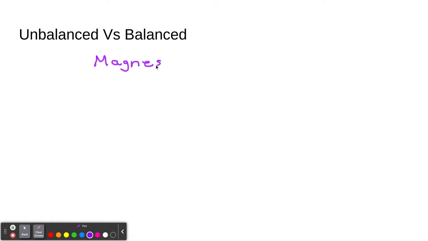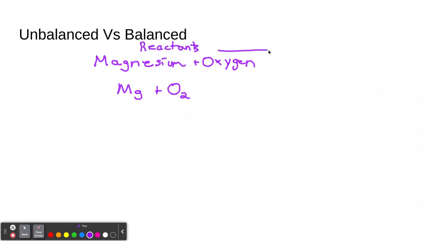Magnesium. So that's Mg. And we'll add it to that. You should know by now what O is. Oxygen, right? So magnesium and oxygen. And remember, magnesium and oxygen, they are the reactants. And we want to yield. What do we want to yield? Magnesium oxide, right?